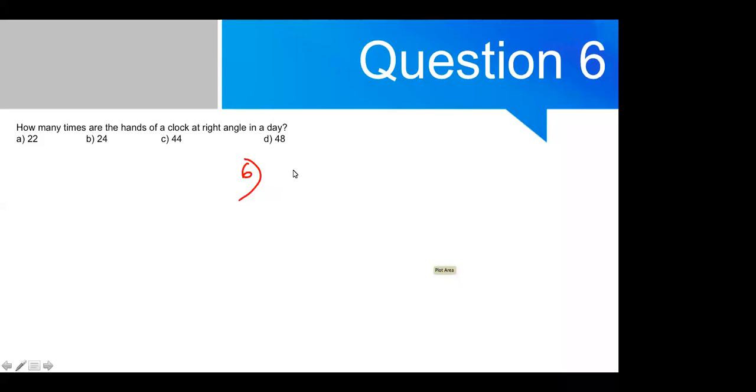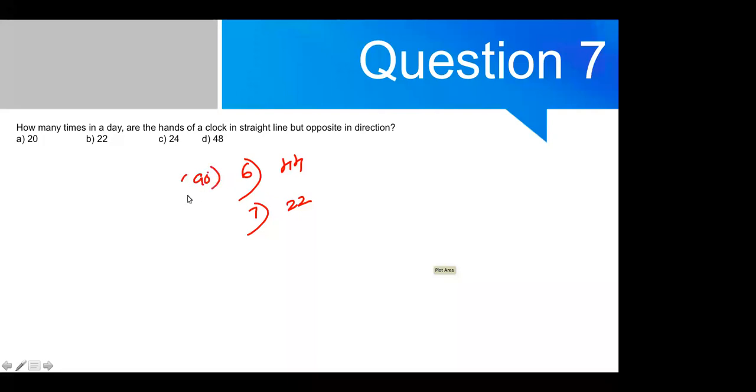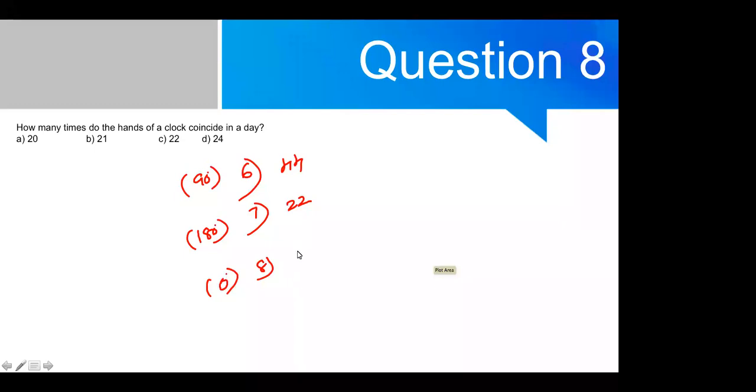Question number 6. Question number 7. So 90 degree, 180 degree. Question number 8. It's 22 again. Question number 9. What's the answer? Question number 9.